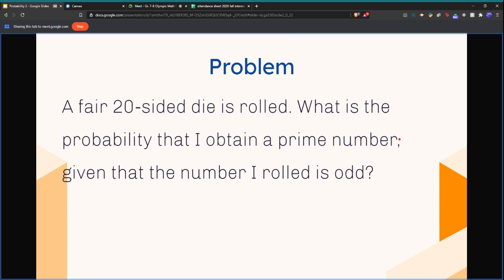Let's solve a problem with conditional probability then. A fair 20-sided die is rolled. What is the probability that I get a prime number, given that the number I rolled is odd? I'll give you a minute or so to figure this out.